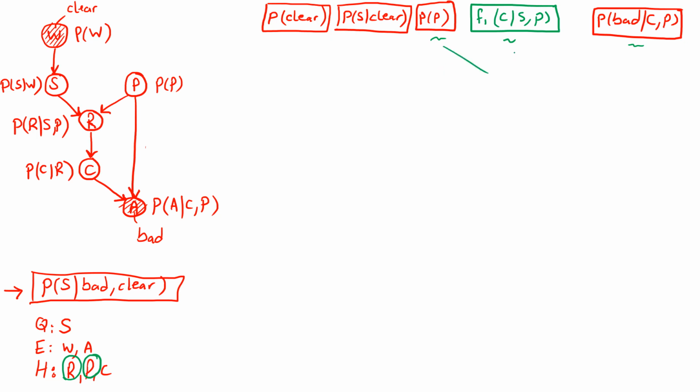Yes, so we will join them, right? When we join them, we get F2 prime. It will be a factor of what? So what should I write here and what should I write here? P, yes. Okay, that's it.